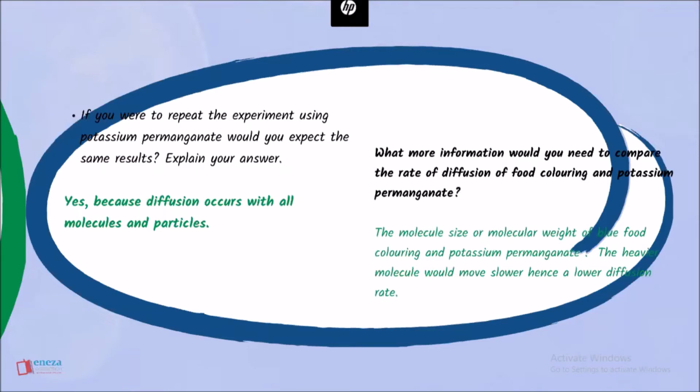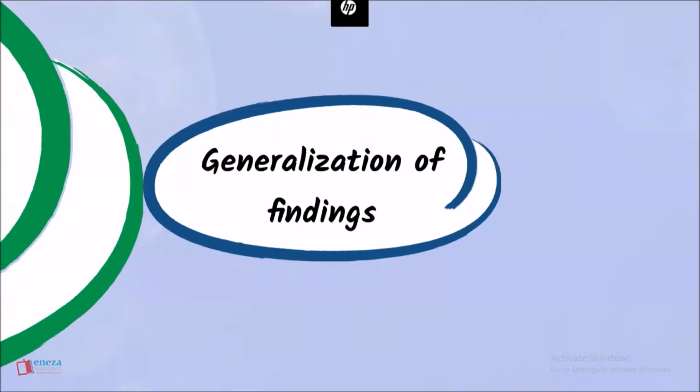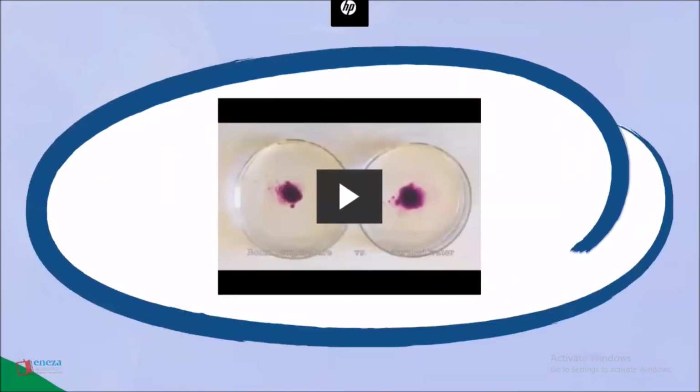What more information will you need to compare the rate of diffusion of food coloring and potassium permanganate? The molecule size or molecular weight of blue food coloring and potassium permanganate. The heavier molecule would move slower, hence a lower diffusion rate. So let us watch a brief video showing the use of potassium permanganate in water.